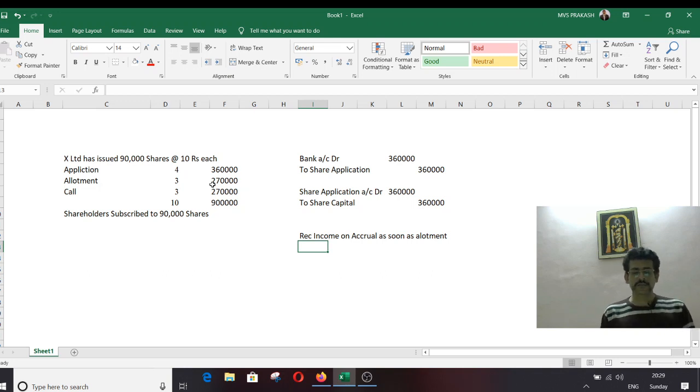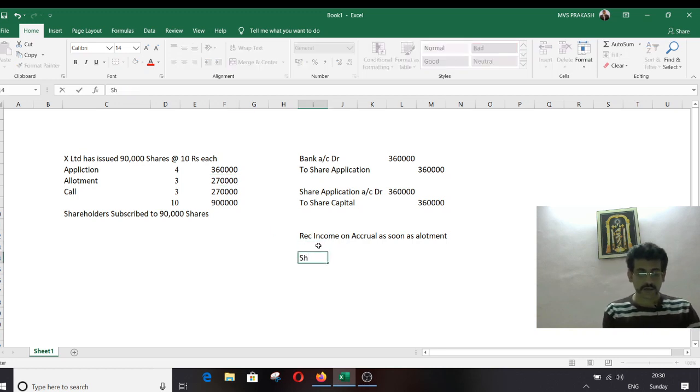So ultimately, what is this called? Income accrued but not received. Income accrued, I have not received. I will receive this at one month end or some other date which is specified to the shareholder. So as soon as allotment happens, income is subject to be accrued. So this will be called what? Income accrued but not received. What is that income? 2 lakhs 70,000. What is 2 lakhs 70,000? It's nothing but your allotment money. So ultimately, share allotment money.